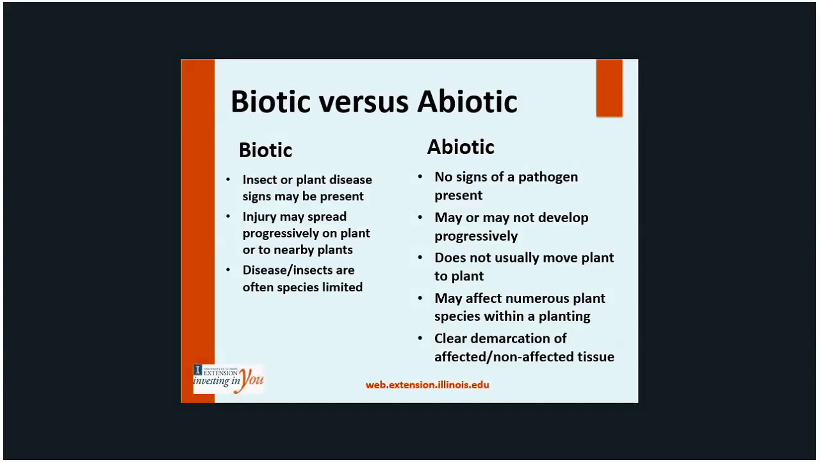If we look at abiotic diseases or non-infectious diseases, we won't find a sign of the pathogen present. It usually does not develop progressively, and it usually does not move plant to plant. And I'll explain a little bit more about this as we go along. Abiotic causes may affect numerous plant species within a planting. So this is a good indication when you're doing diagnosis as well.